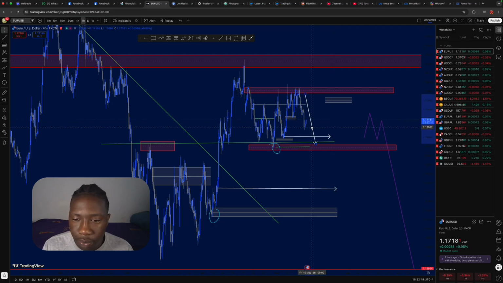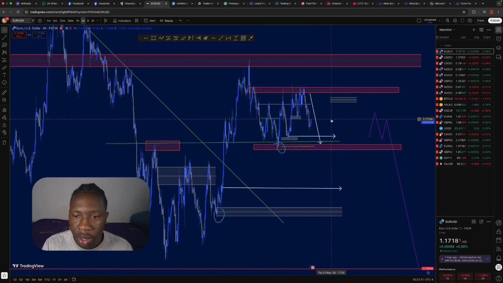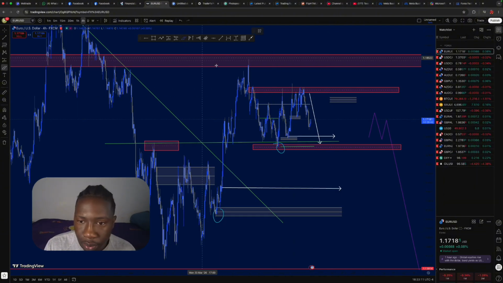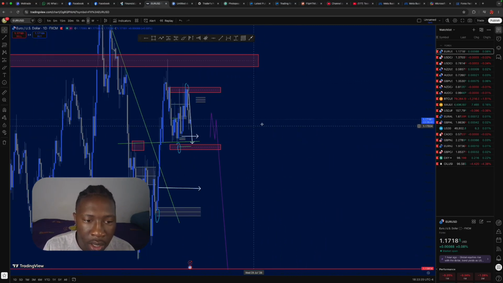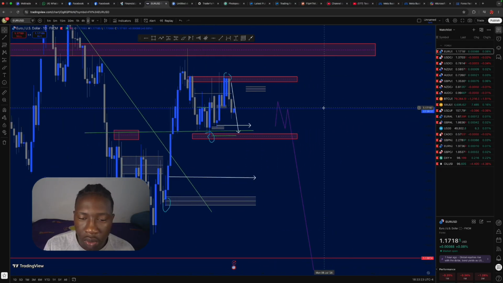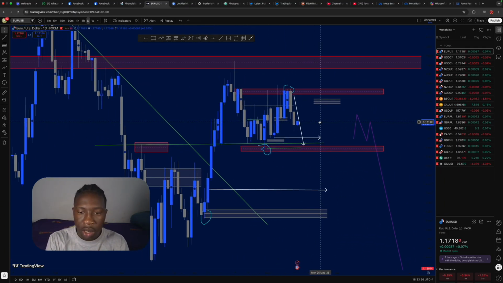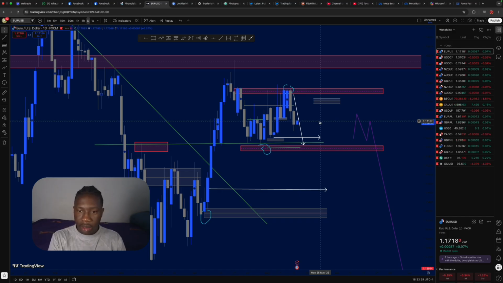Euro USD. Euro USD, we said we need a downward movement, and we did receive a downward movement. So now we have a downward movement from this point. Now we go to the daily so that we will see what is happening on the daily, for us to be able to see the structure on the higher time frame.